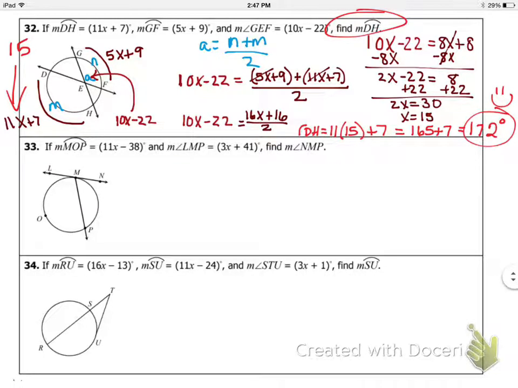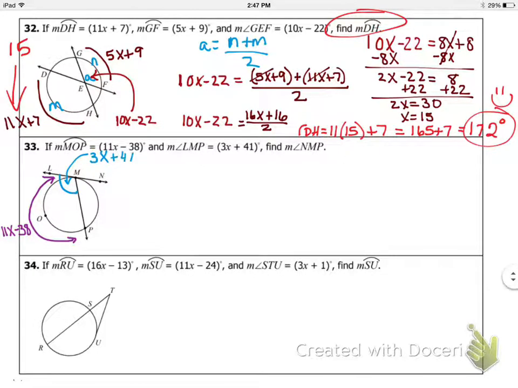Alright, so then on number 33, let's look here. I'm seeing that the measure of arc MOP, so that's an arc, it goes around the circle, is 11x minus 38. And then the angle in there, LMP, in that little corner, is 3x plus 41.